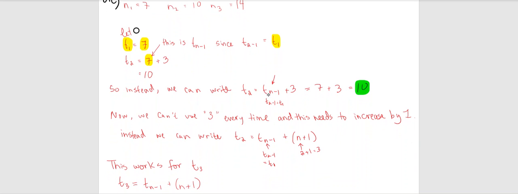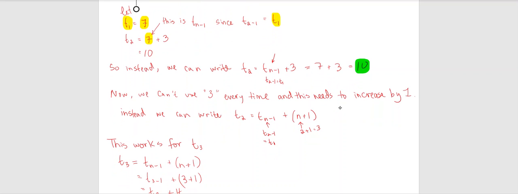So instead we can write T2 as Tn minus 1, which is 2 minus 1, which is T1. That we know is 7, so 7 plus 3 is 10. But now we can't use 3 anymore, so we need to increase that by 1. To increase by 1, we can go back and use our n value and add 1 to it. So T2 will be equal to T1, which is n minus 1, plus 2 plus 1, which is 3. Okay, so maybe this will work.